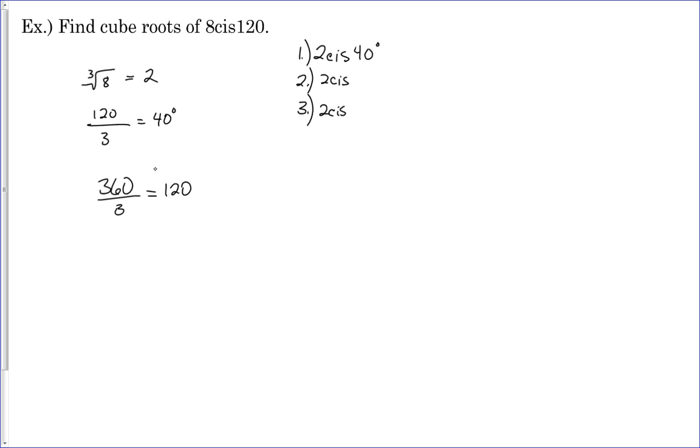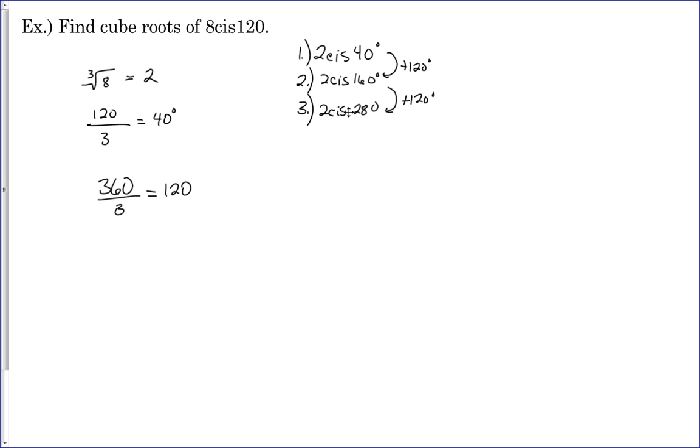This will not always happen, where this angle and your angle offset are the same number. It's just coincidence here. So now what we're going to do is add 120 degrees to theta as many times as we need to get all our roots. So we're going to take 40 and add 120 degrees, and that's going to give us 160. Then we're going to take the 160, add 120 degrees. That's going to give us 280. So now we have all 3 of our roots.